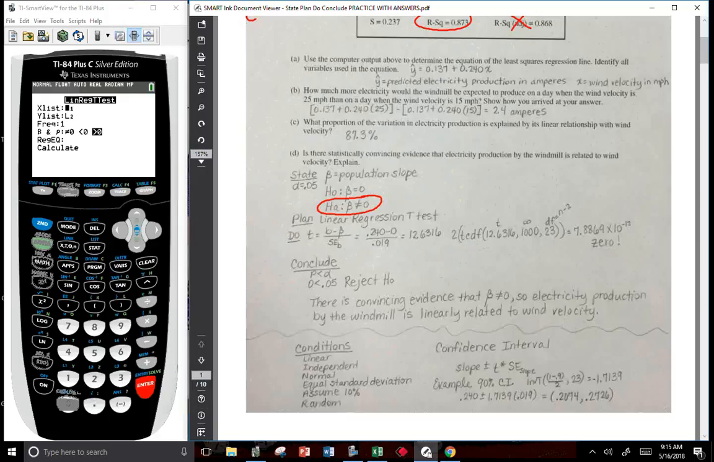So this one we're rejecting, so we're saying this is not true, this is true. So there is convincing evidence that beta is not equal to 0. If we failed to reject, we'd say there's not convincing evidence that beta is not equal to 0. So then the electricity production by the windmill is not linearly related to wind velocity, if we failed to reject.